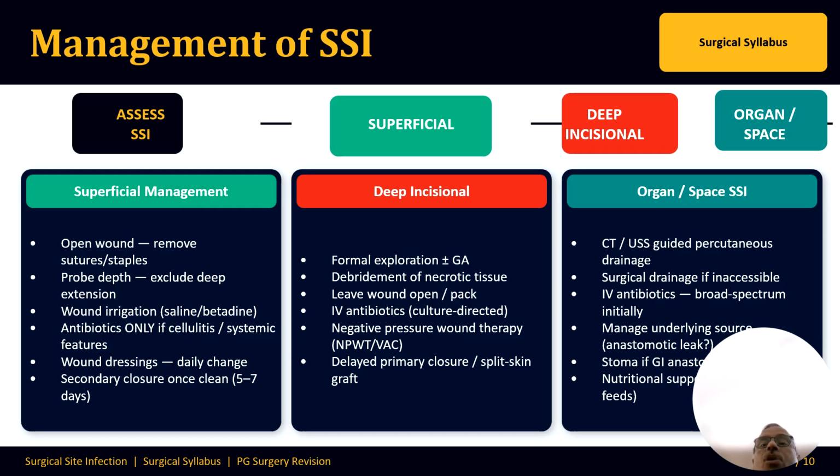IV antibiotics should always be given, initially empirically, later on culture guided, and manage the underlying source. Source control is very important in organ space SSI. It could be any source of infection, like an anastomotic leak, for example. It should be tackled, because without source control, the treatment would be incomplete. And nutritional support should be given for such patients, because many of these patients are nutritionally depleted.